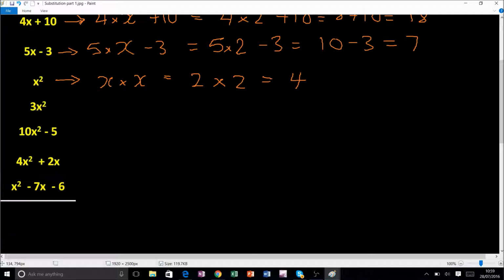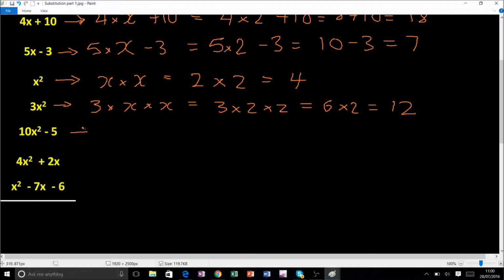Okay, lovely. Now we've got 3 times x squared, and we know x squared is x times x. So that is going to give us 3 times 2 times 2. Since it's all multiplication, it doesn't matter what you multiply first. So let's do the 3 times 2. 3 times 2 gives us 6, times 2 gives us 12.